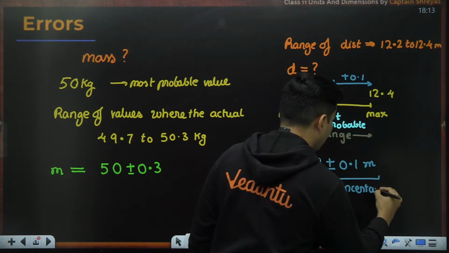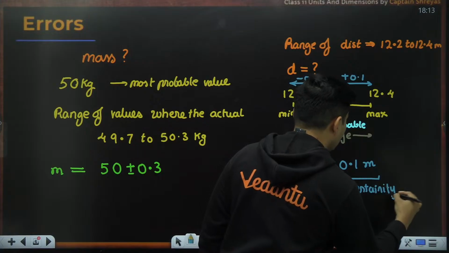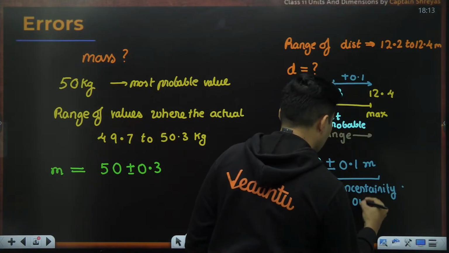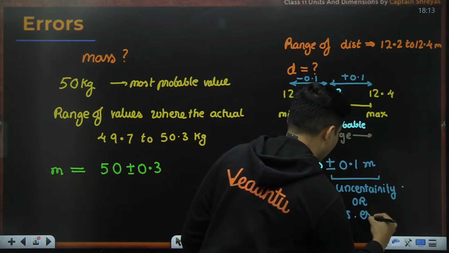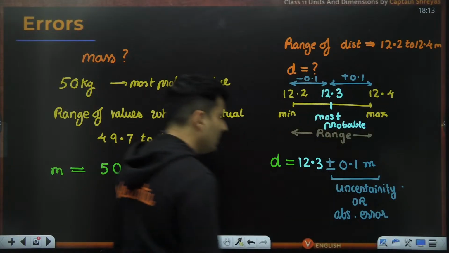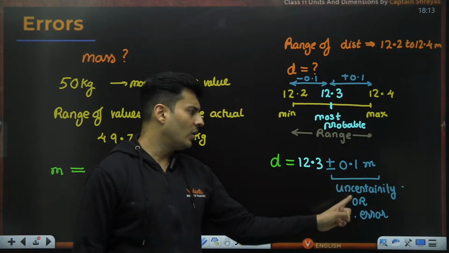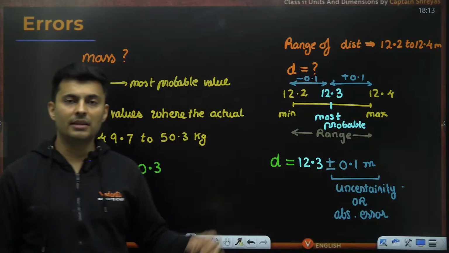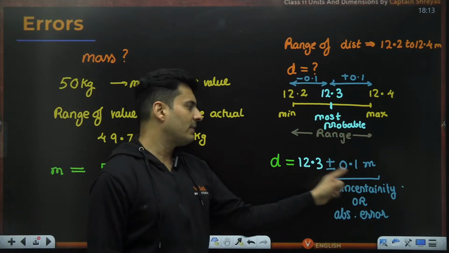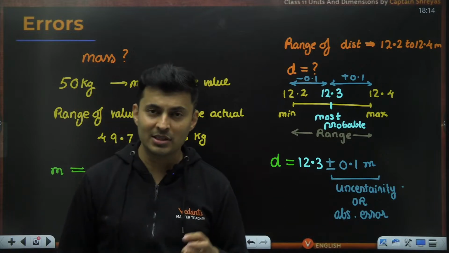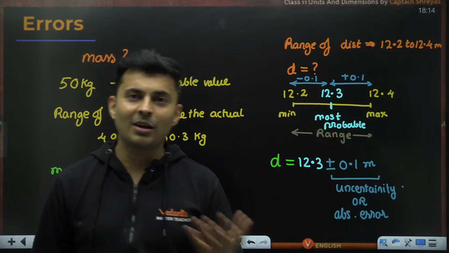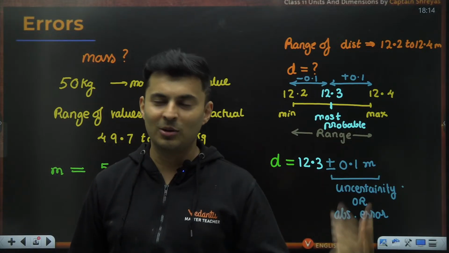This particular part which you are seeing over here is called the uncertainty in the measurement, or you can also call it the absolute error in that particular measurement. You can never have this plus minus as zero, because then it would be perfect, unless it's a mathematical constant like pi and all of that.